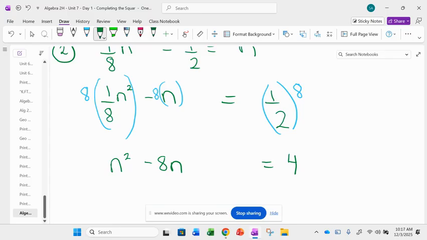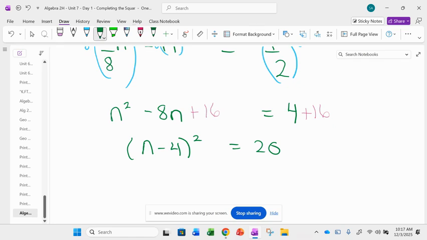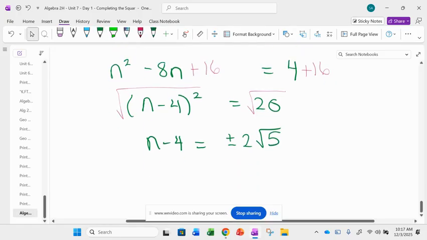Half of 8 is 4. 4 squared is 16. So I add 16 to the left, I add 16 to the right. Easy factoring, we love this. N minus 4 quantity squared equals 20. To undo a square, we take the square root, and we end up with n minus 4 equals plus or minus 2 root 5. Add that 4 to the other side, n equals 4 plus or minus 2 root 5.